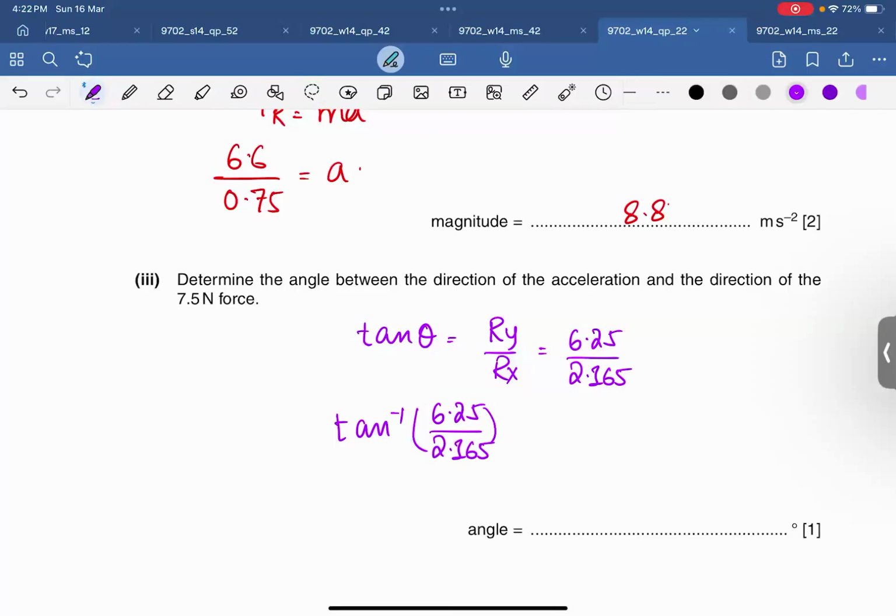Yes, anybody doing? Theta. Okay. Sir, 70.9. 70.9. Okay. And then add it with 90. So you will get 160.9, right? Yes. 160. The direction of the acceleration and the direction of the 7.5 Newton force, 160.9. Okay.